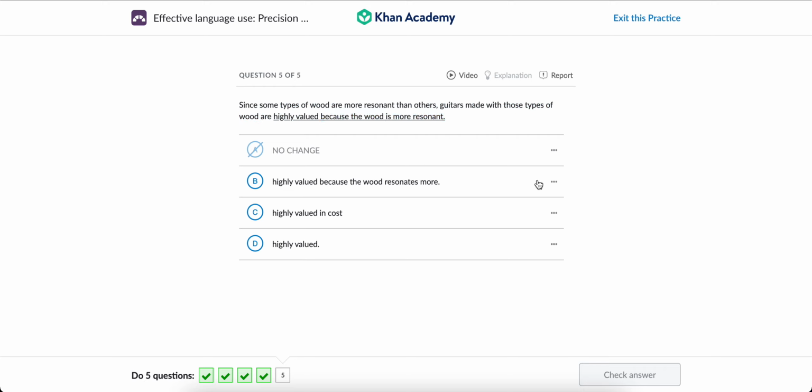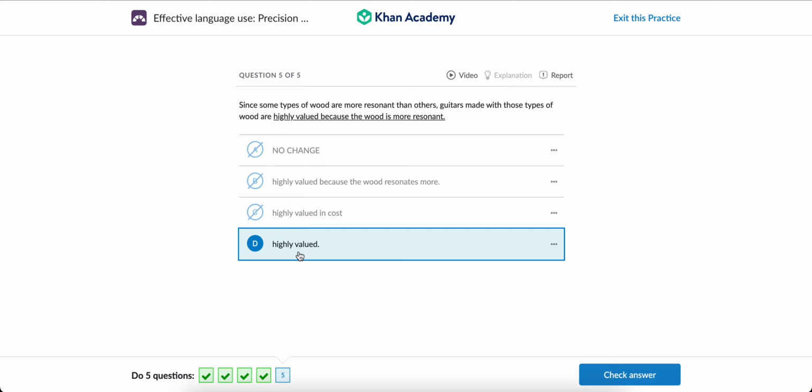So A is wrong. B is wrong because they say resonant for the second time, and C is wrong because highly valued in cost, like it's highly valued. You don't have to say in cost because highly valued already implies there's a cost feature to it. So that means D is our answer.